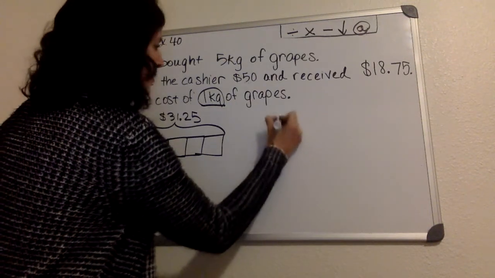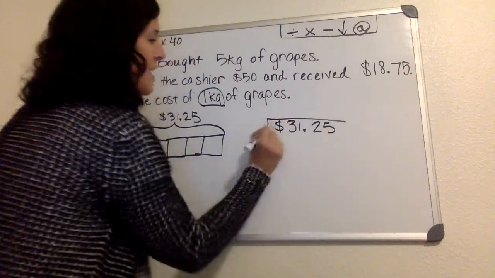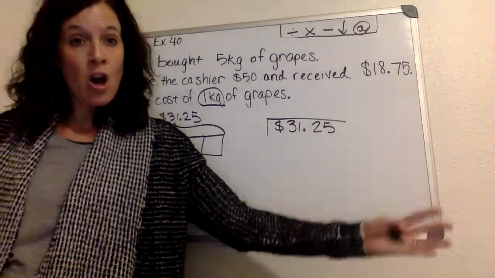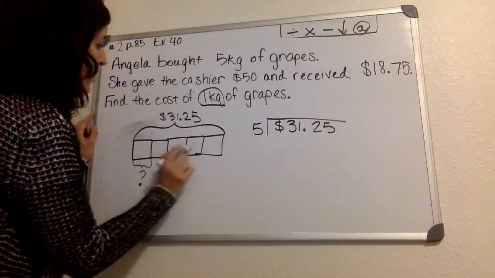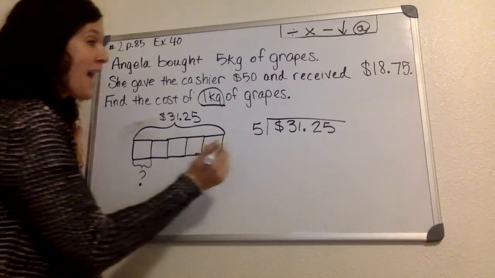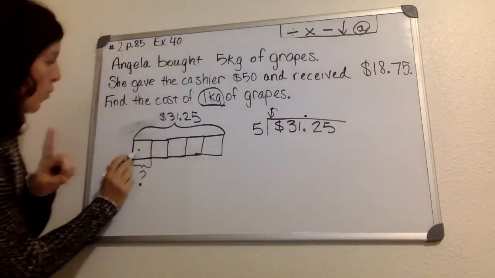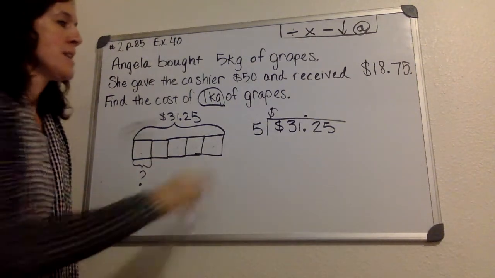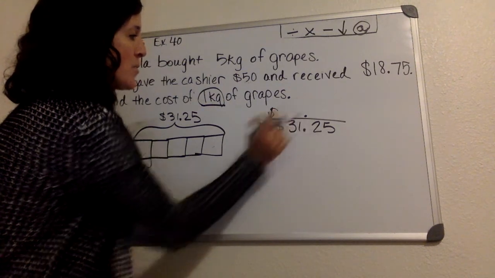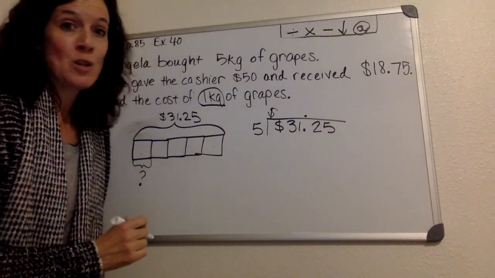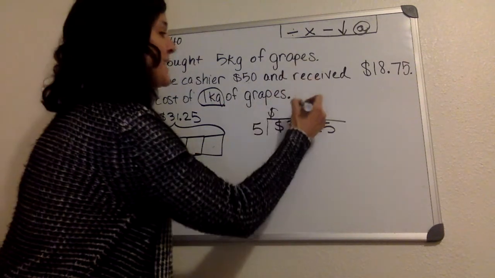So what am I going to do? Just like I've done in my previous problems, I'm going to take that money that I spent on all of my kilograms and I'm going to divide it by 5 because that's how many kilograms I had, and I'm going to figure out how much just 1 kilogram is. Okay, so here we go. I've got my dollar sign. I've got my decimal point. Can 5 go into 3? Nope. Can 5 go into 31? Yep. How many times? 6 times.